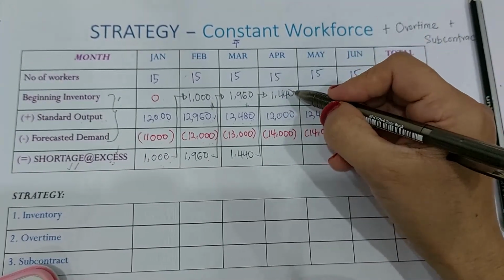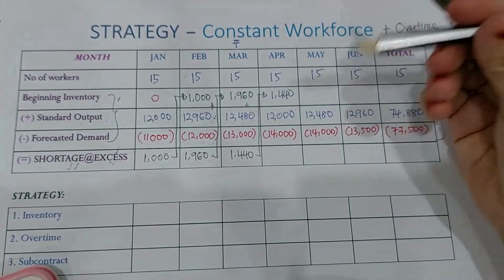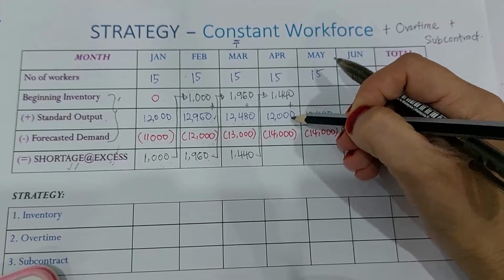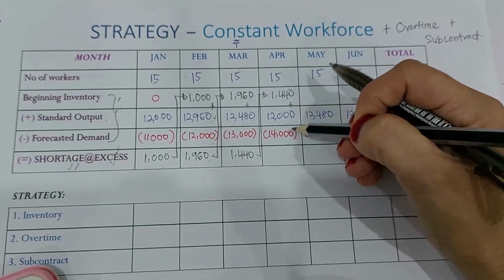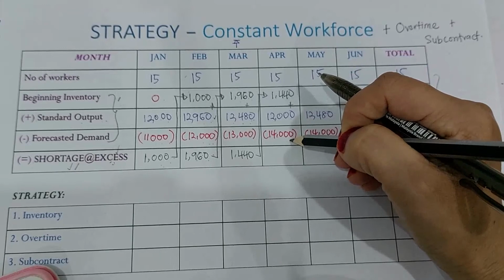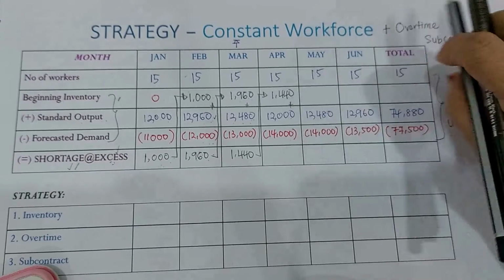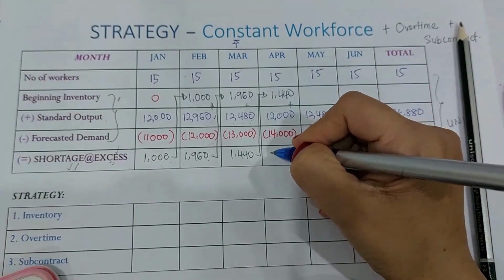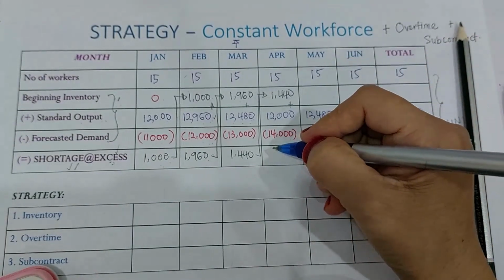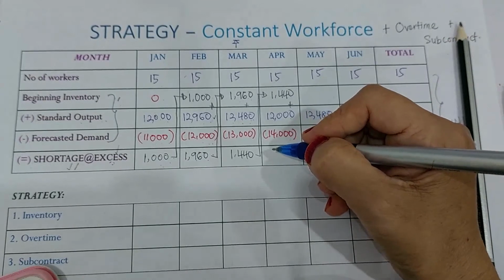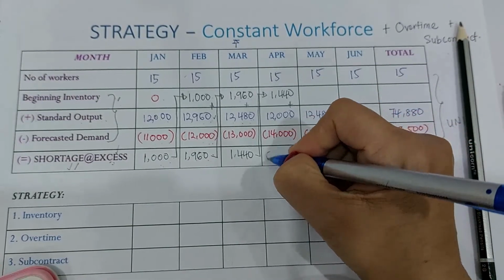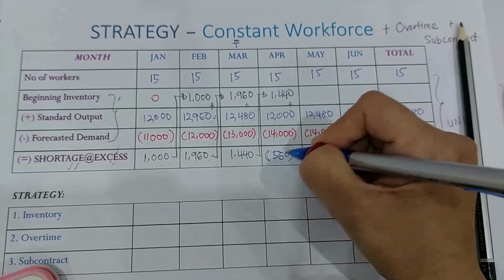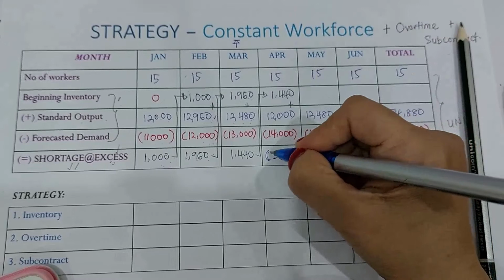So in April, we do the same thing. We take beginning inventory 1,440 units. We add with the standard output 12,000, and we minus off the forecasted demand 14,000. And in this month, that is a bit different, where we have a shortage of 560. I put in bracket because it shows there is a shortage, not an excess.